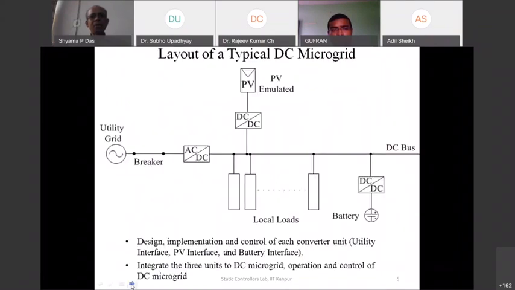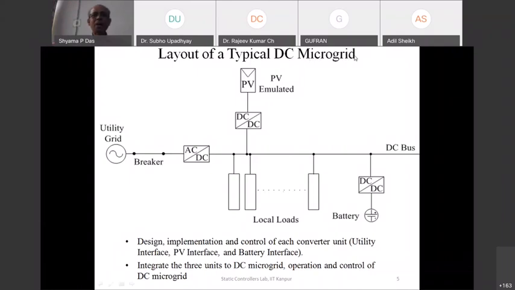Next slide, please. This is the layout of a typical DC microgrid. This is what we have realized in the laboratory. This is the utility grid. And then we have the AC to DC converter, which interfaces the utility grid with the DC bus. The DC bus is basically a low voltage DC bus because we are implementing this in the laboratory. For our own convenience, we have chosen the DC bus voltage to be 120 volt.